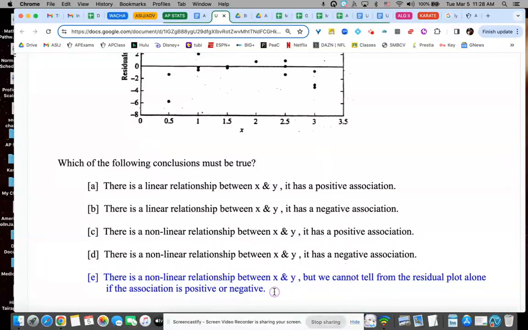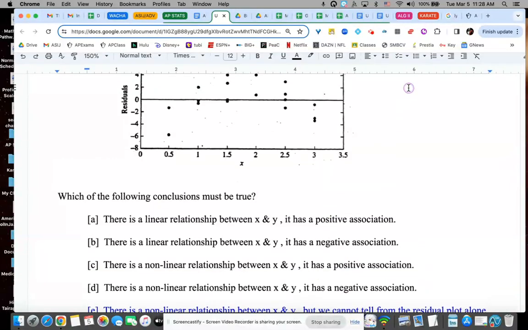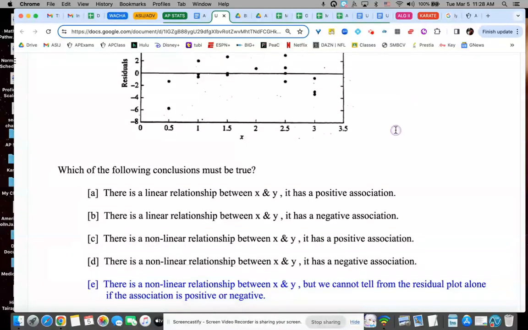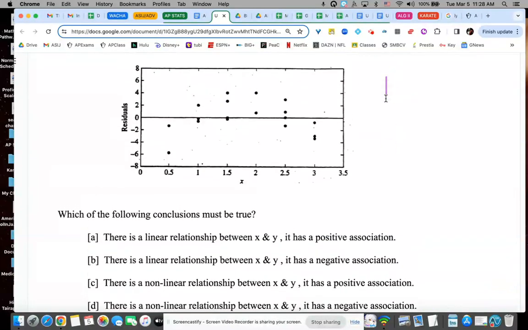We can't tell if the association is positive or negative. Let me try to draw 2 possible scatter plots for you. This could look like, right, it's concave down like this. My data points could go like this, and then my regression model goes through that to make this residual plot, which would have a positive association. But it is possible this also goes like this, and then my linear model goes like this through it to give you the same looking residual plot.